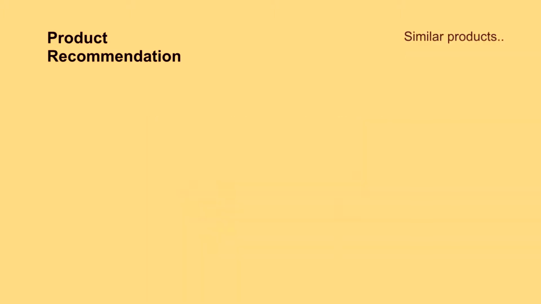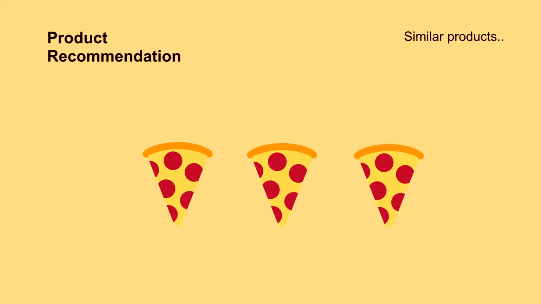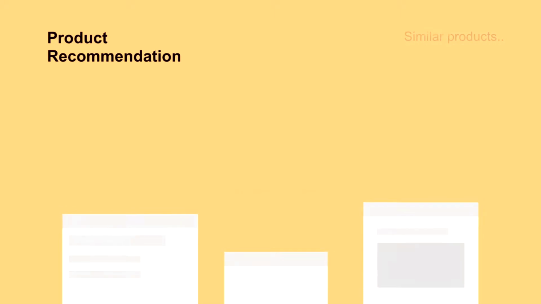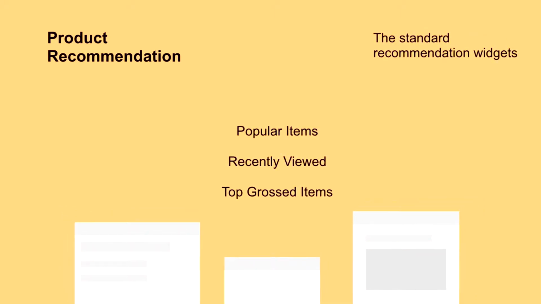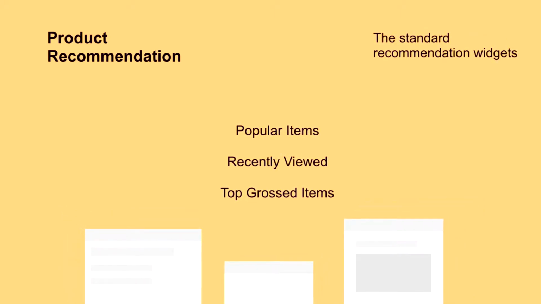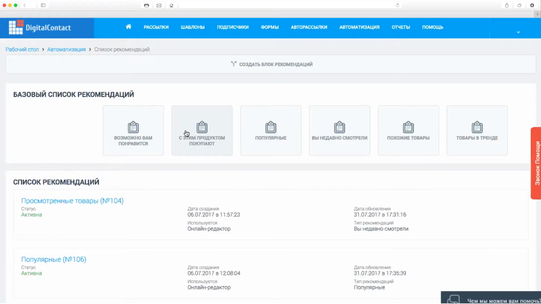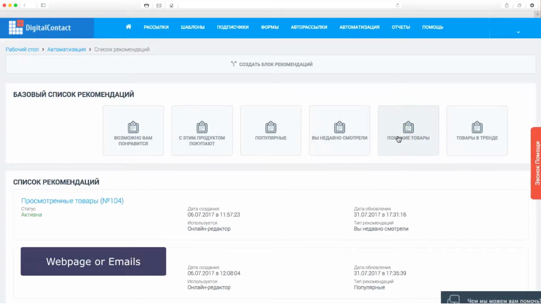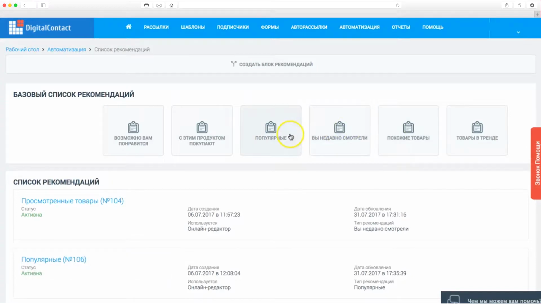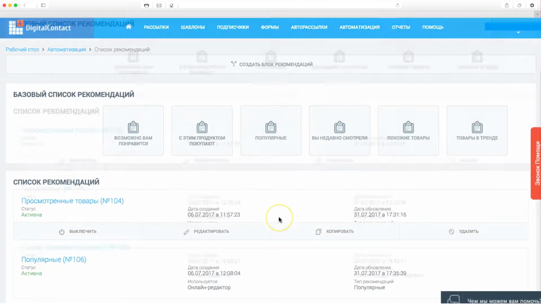C. Similar products will offer a user different pizza types and recipes based on the pizza the user will initially select. D. And last but not least, the standard recommendation widgets such as popular items, recently viewed, and top grossed items. All recommendation widgets can be easily integrated into your web page or emails. The widget design and customization can be easily done through our built-in editor.